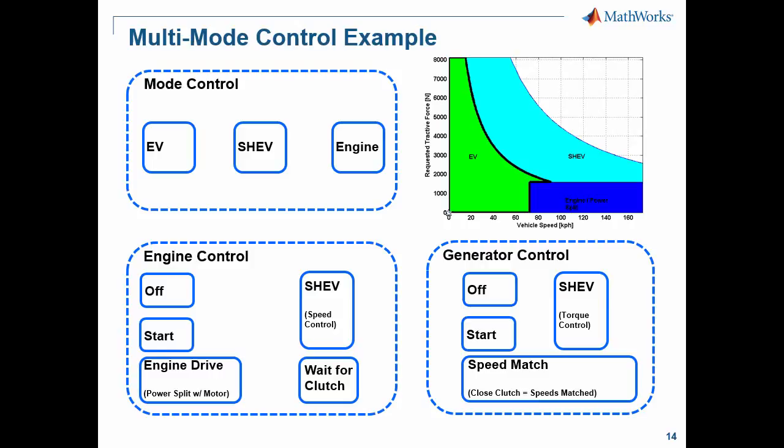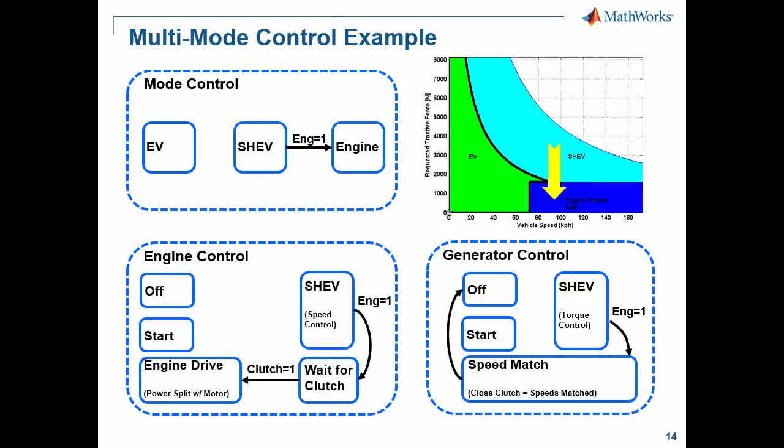Let's say the vehicle is in serial hybrid mode and transitions into the engine power split mode region. This will cause the top-level model control chart to transition from the SHEV state to the engine state. Simultaneous transitions will also occur in the lower-level engine and generator control charts. The engine will transition to a state to wait for the clutch. The generator will transition from SHEV mode to a speed match mode. This state contains an embedded Simulink PI controller that will use the generator to match the speed of the engine to the wheels before closing the clutch.